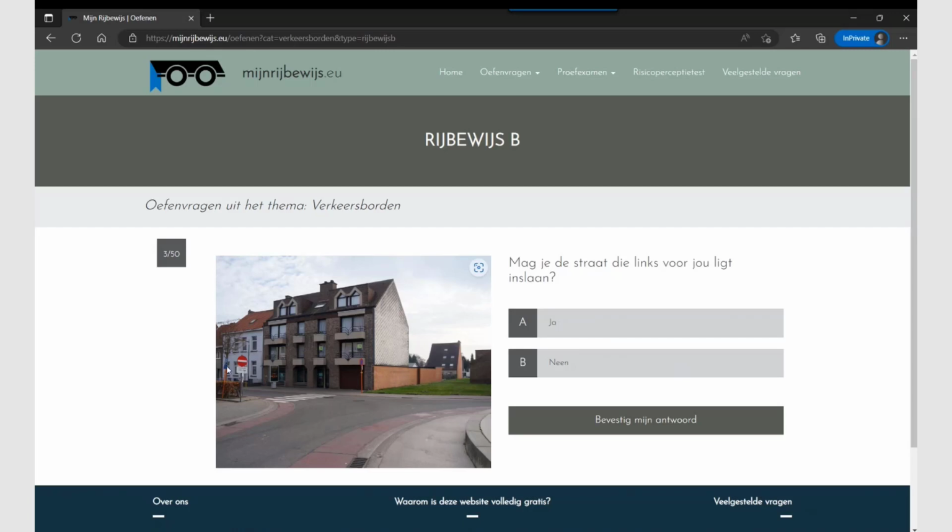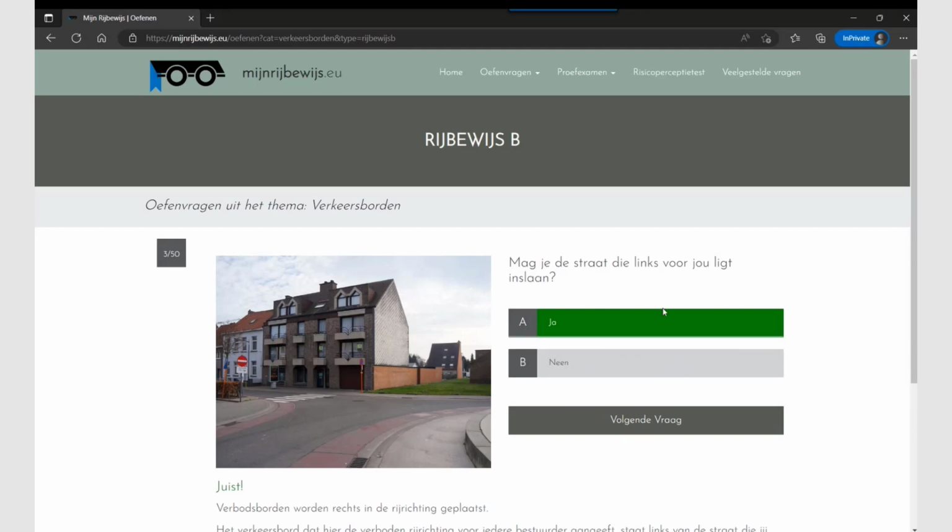So this board is only on the left. So definitely this doesn't apply to you. You are allowed to turn right. So I'll put yes and yes. So that's our answer. So you're allowed to turn left into this road.